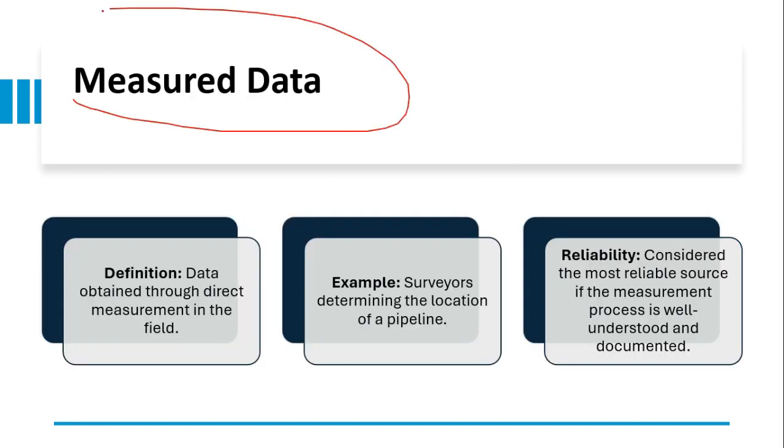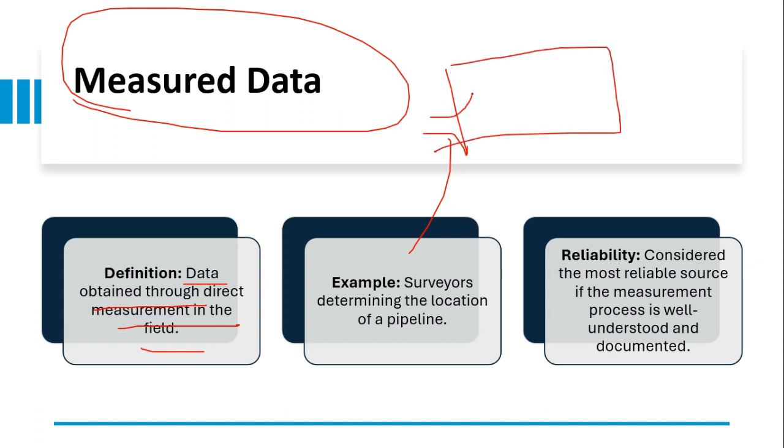Then the next type of data is measured data. So measured data is data that is obtained through direct measurement in the field. Like surveyors going to the field and using instruments, they collect data about the length from one location to another location, like any points, elevation. So that is measured data. It is considered the most reliable source if the measurement process is well understood and documented. So it is also a kind of primary data.